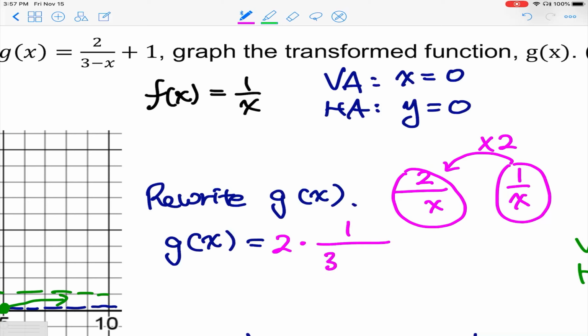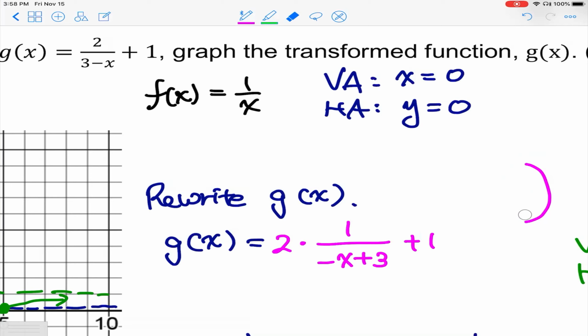And then we have 3 minus x. However, it is always easier for us to see that x comes first before any numbers. So instead of saying 3 minus x, we can switch these two so that the order is what we like. So I'm going to change this 3 minus x to negative x plus 3. Make sure the sign in front of the number follows whatever you're moving. So the 3 minus x is now negative x plus 3. And then we have plus 1 at the end.